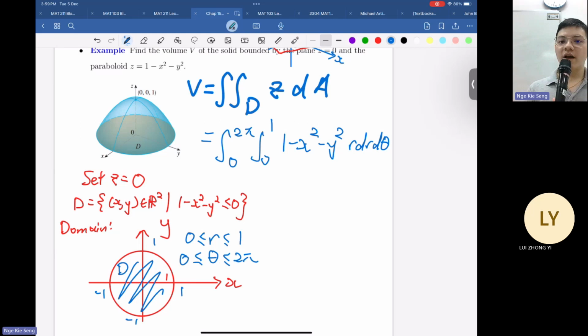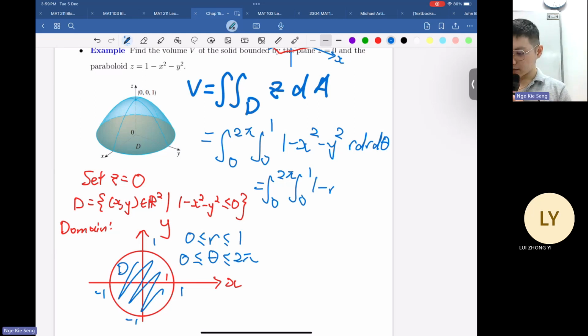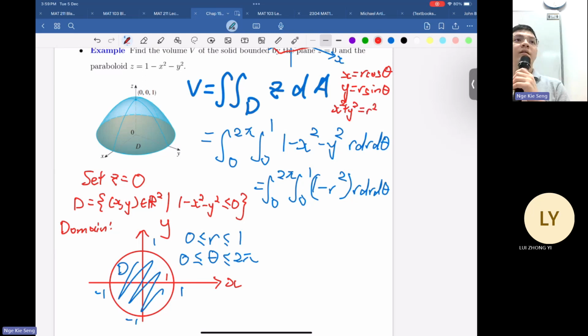So x squared plus y squared equals r squared in the coordinate change. So you get 1 minus r squared, r dr. How to get this? x equals r cos theta, y equals r sine theta. So x squared plus y squared becomes r squared, because cos squared plus sine squared is 1.